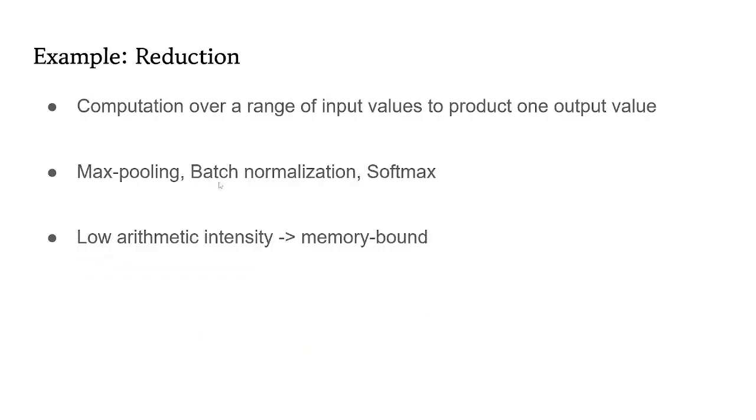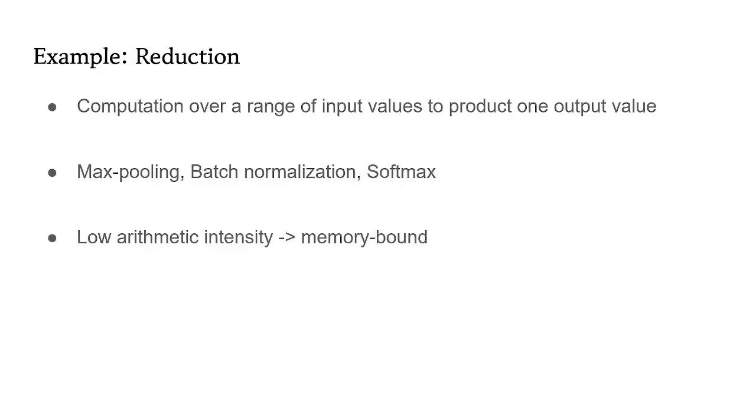Max pooling is one type of reduction, but also batch normalization and even softmax. All of these are examples of reduction. So these are very common in neural networks. And all of them are characterized by low arithmetic intensity and they are memory bound.